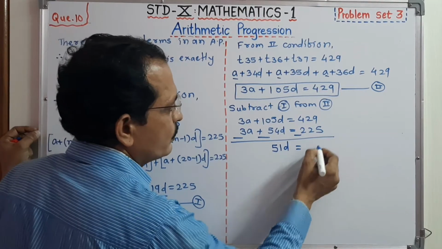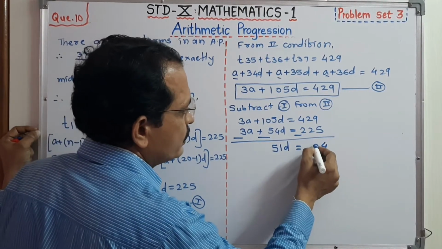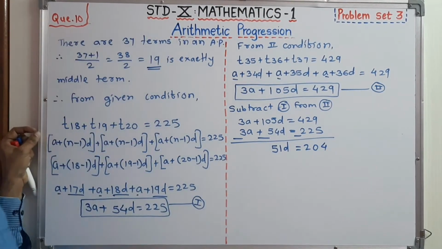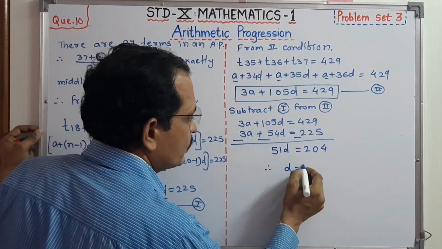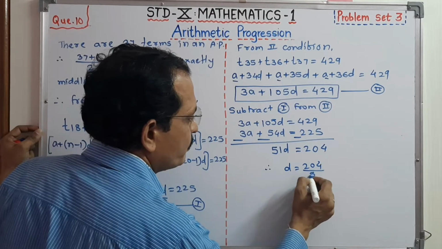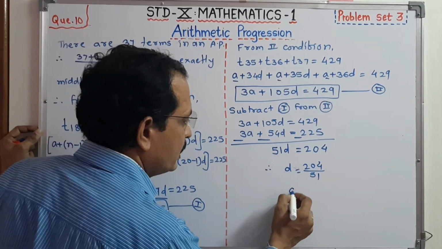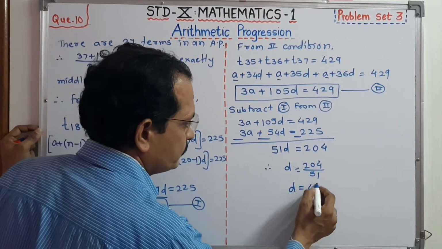51d is equal to 204. Now see here, d is equal to 204 upon 51. Therefore d is equal to 4.